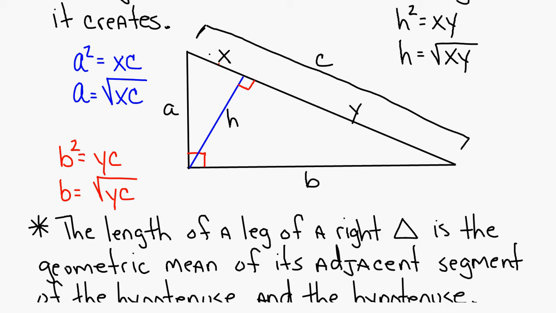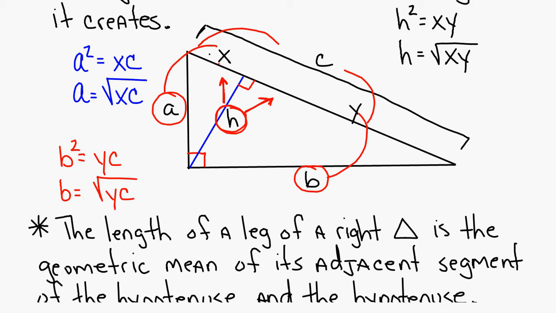Now, some of you are better at remembering words and formulas. I'm better at remembering pictures. So the picture that I can remember is that H is the geometric mean of these two pieces that it creates. See how that forms a big T? I can see a T there with the hypotenuse and the altitude. So the leg of the T is equal to the geometric mean of the two tops of the T. That this side of the right triangle is equal to the geometric mean of the piece closest to it and the hypotenuse. That this side of the triangle is equal to the geometric mean of the piece closest to it and the hypotenuse.